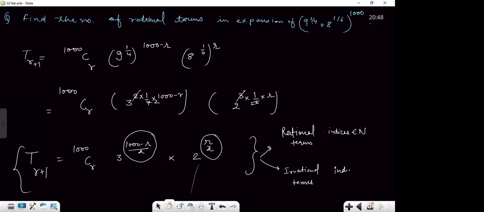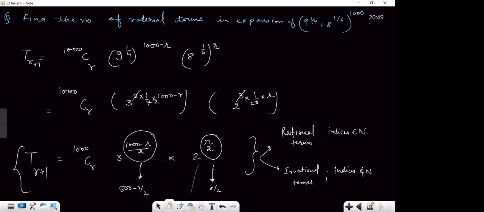When indices do not have any natural index. So we are able to observe that this index is actually 500 minus R by 2 and this is itself R by 2. So R is a natural number that we are aware of from the definition. But in the natural number, R has to be an even number, or should I say R has to be a multiple of 2, so that the whole power of 3 and 2 becomes a natural number.